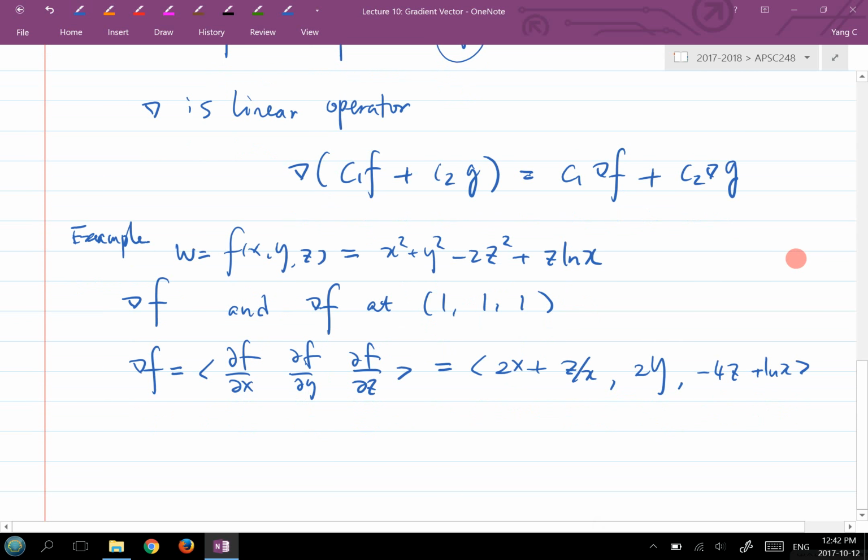And we want to find the vector at the specific location 1, 1, 1. So you just substitute the coordinates x, y, z into the gradient vector here. x is 1, z is 1, so that's basically 3, and then 2, and the last one is negative 4 plus ln 1, which is 0, so negative 4. So that's the vector, the gradient vector at that one particular location. And I'll explain a little bit about how you interpret the gradient vector and how you sketch a gradient vector.